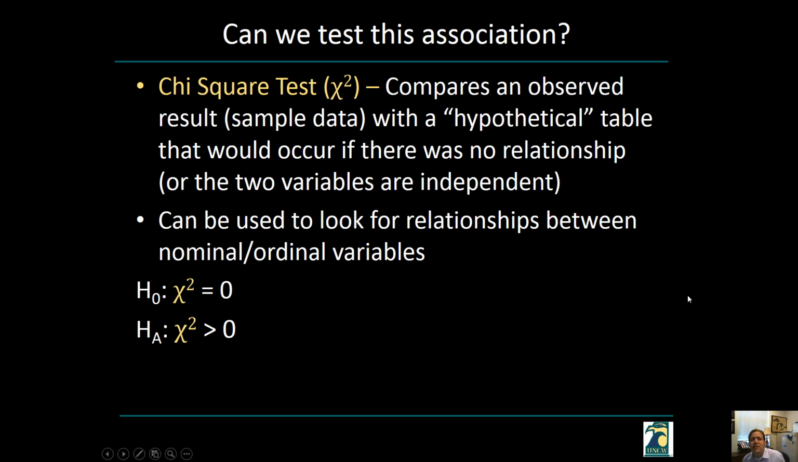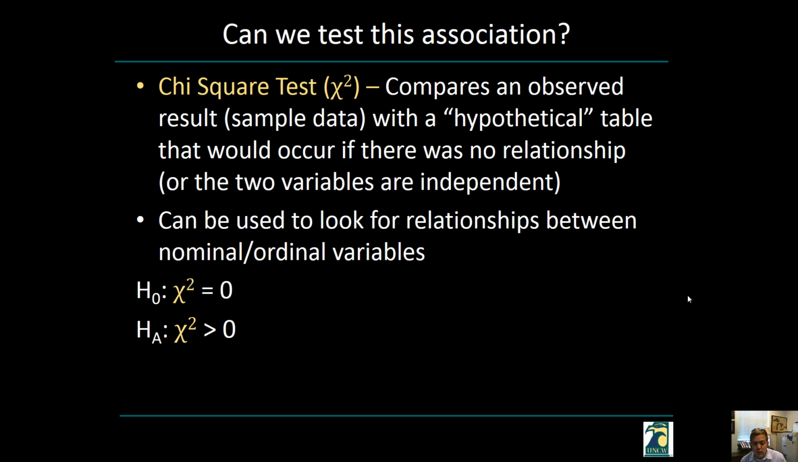But how can we test this association? Well, conveniently, there is a statistical test for this. This is known as a chi-square test. It's the uppercase chi with a square over it, hence chi-square. Essentially what we're doing, and it's much easier once I show you the example, is comparing what we observe, our sample data, with a hypothetical table of what might occur if there was no relationship.